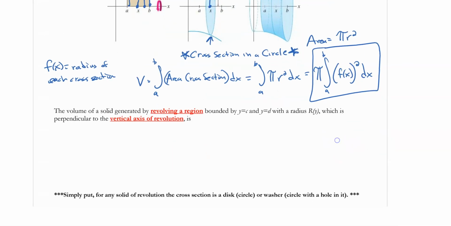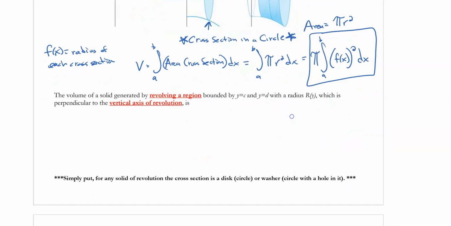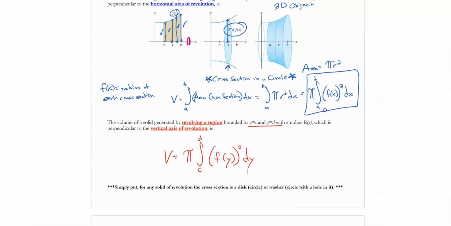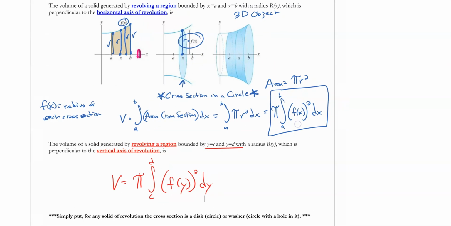Now, what about if we spin this thing around the y-axis? It's the same thing, except everything must be in terms of y. So my volume is pi integral, I'm going to use c and d as it says here, and my radius is not f of x, it's f of y squared dy. Exact same calculation, okay?